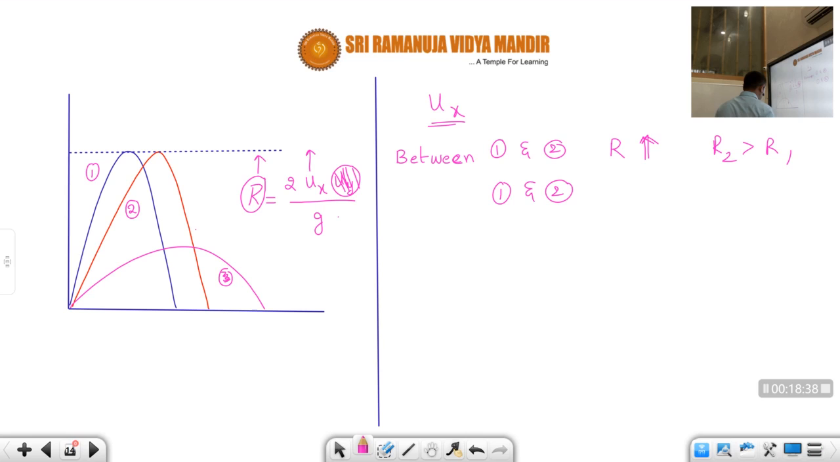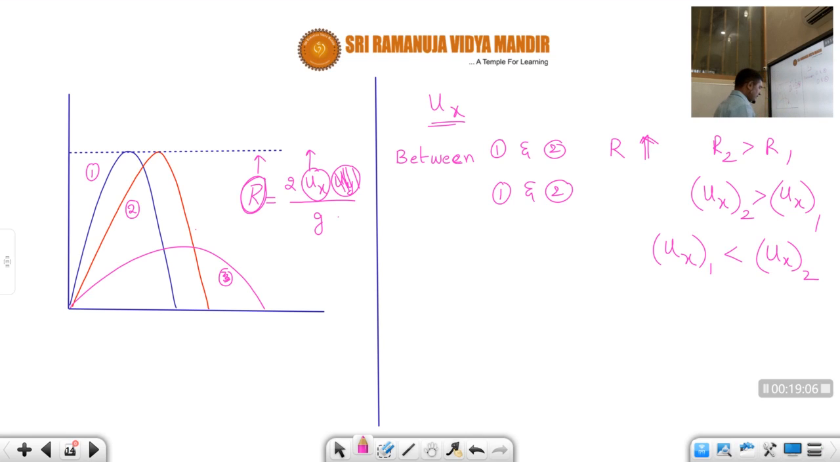Correct or not, students? Ux is more. For which one? Range 2 is more. So that means I can write that Ux for 2 is greater than Ux for 1. Correct or not? Why? Because the range of 2 is more. So this is more means this also must be more. So I can write Ux of 1 is less than Ux of 2. Okay, this point is clear.